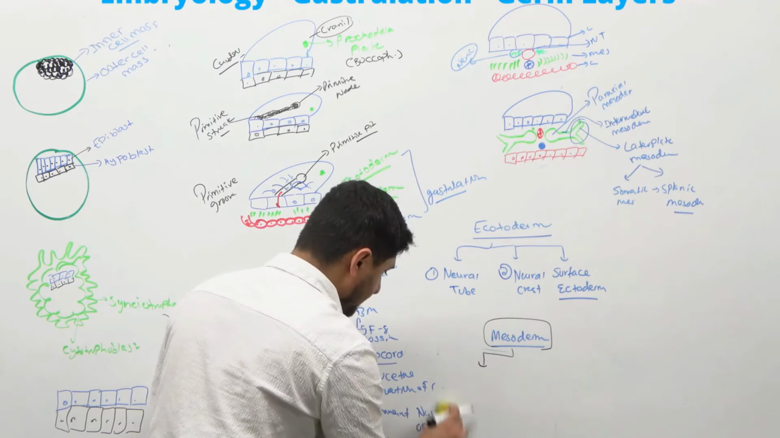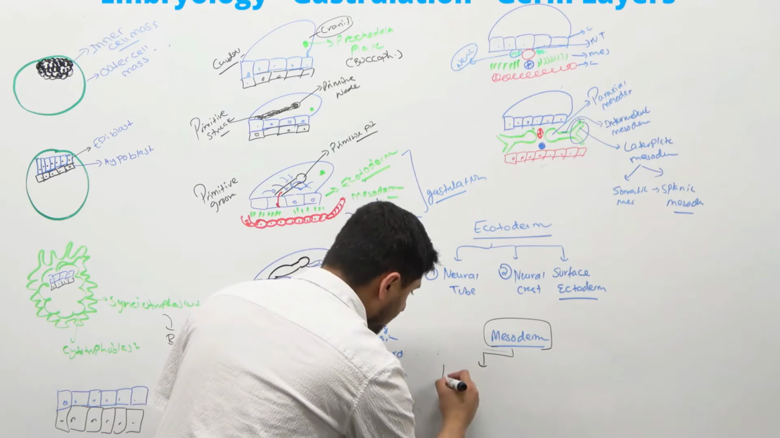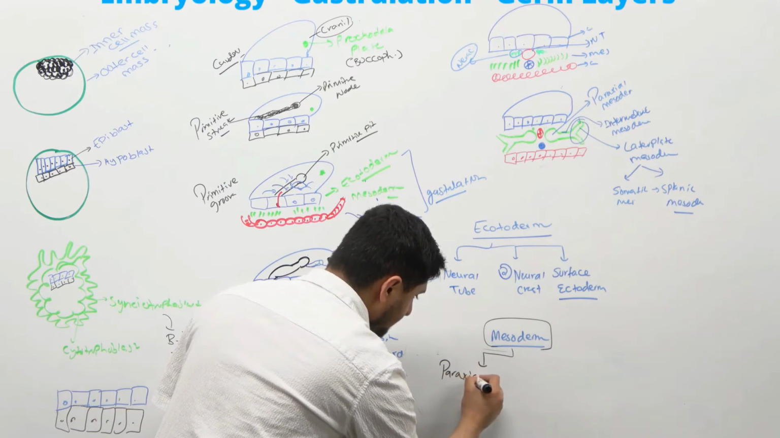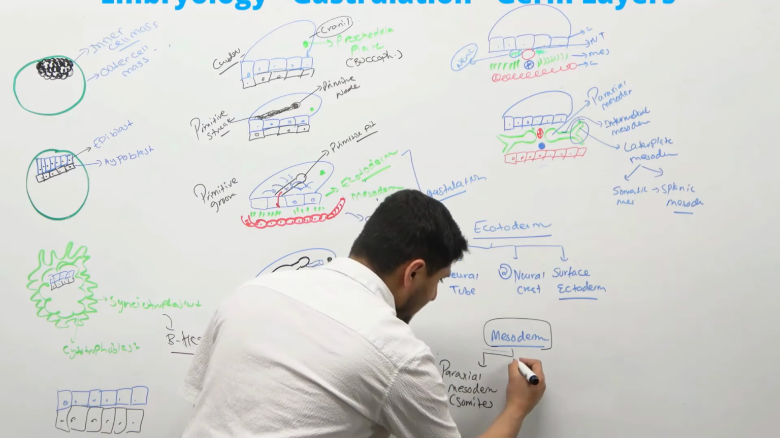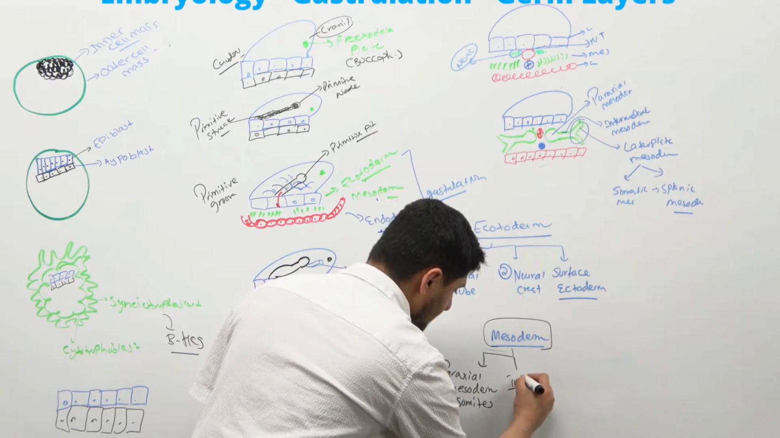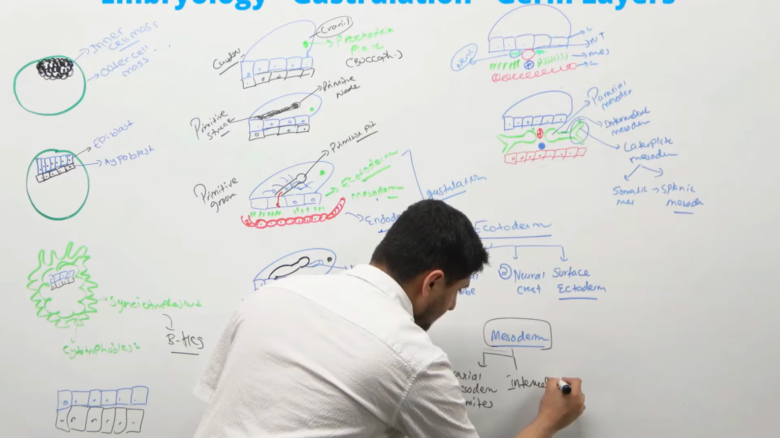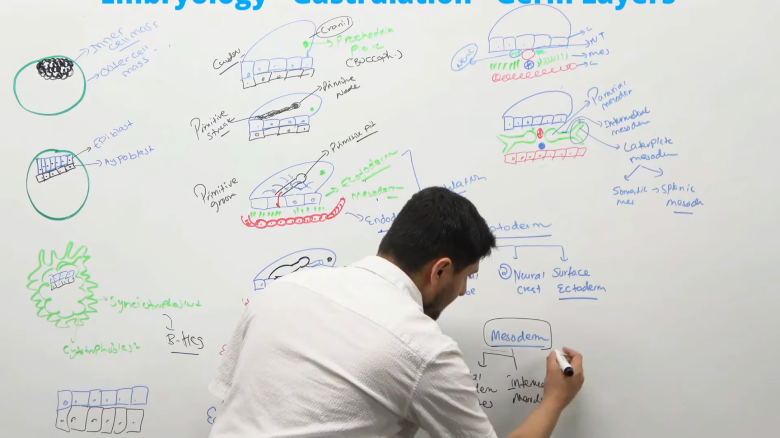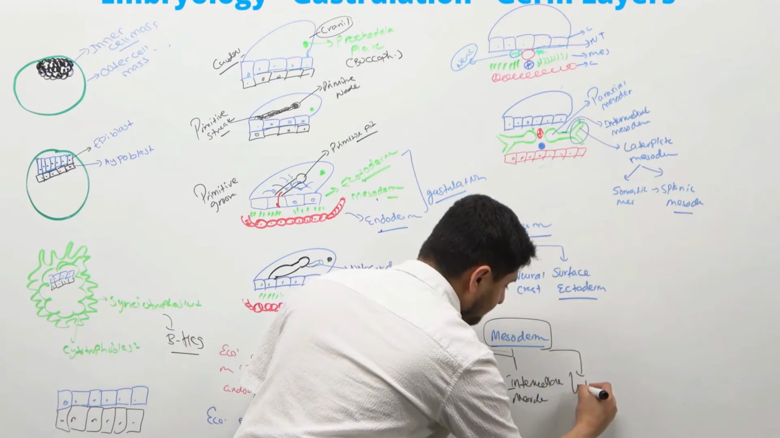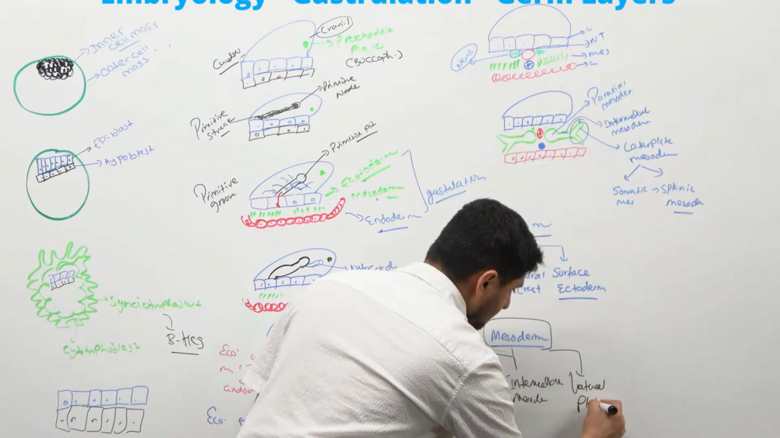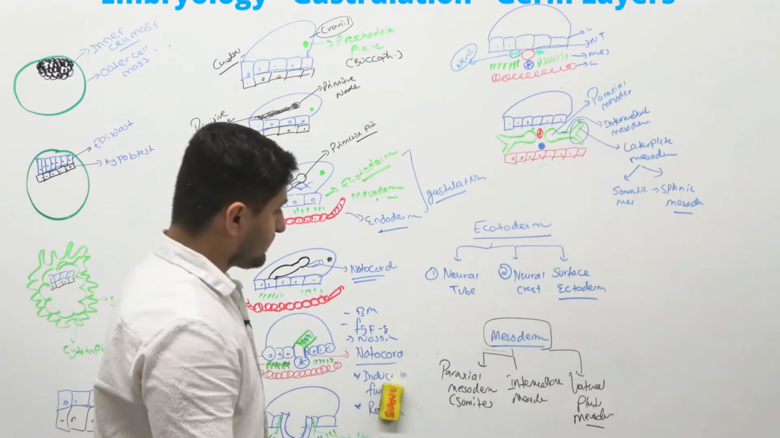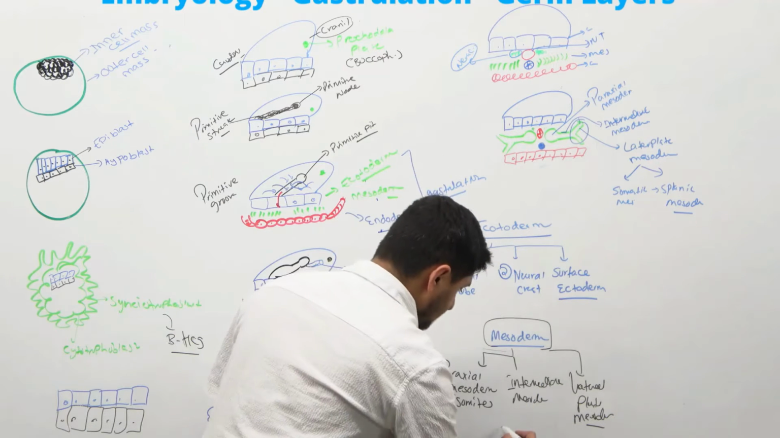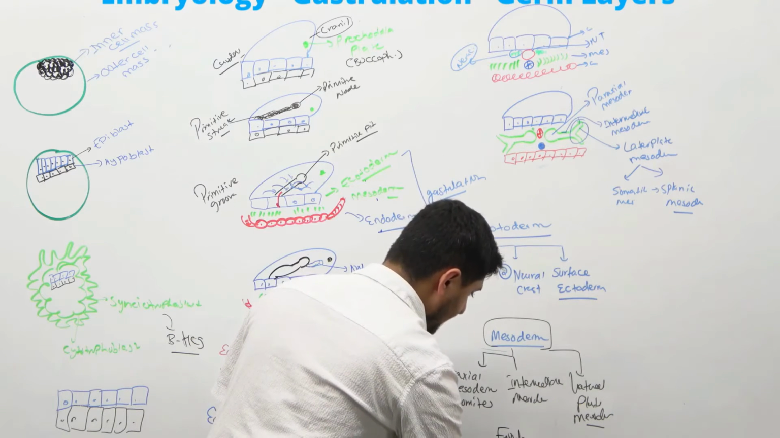Let's erase this part, right? It made something called the paraxial mesoderm, or sometimes we call these somites, all right? Second, it also gives rise to something called the intermediate mesoderm, right? And then it made the lateral plate mesoderm, right? And then third, which is pretty easy for us, just the endoderm layer, all right?